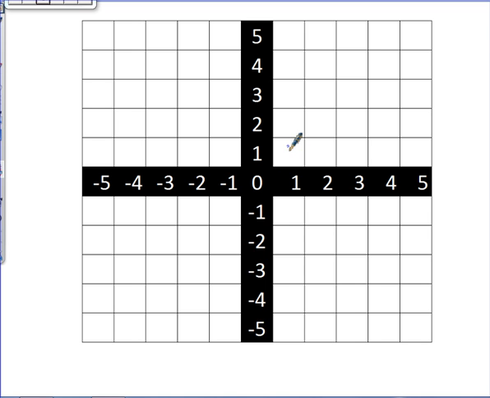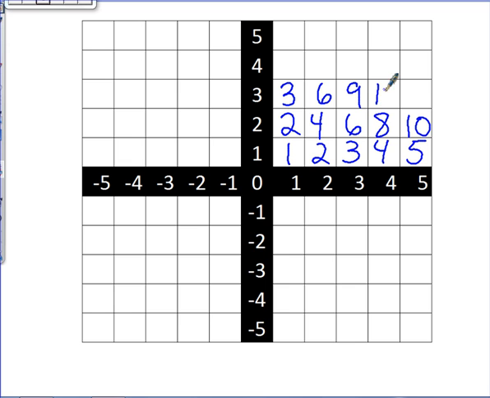1 times 1 is 1. 2 times 1, 2. 3 times 1, 3. 4 times 1, 4. And then 5 times 1 is 5. 1 times 2 is 2. 2 times 2 is 4. 3 times 2 is 6. 4 times 2 is 8. And 5 times 2 is 10. And we'll go on and fill in the rest of this multiplication chart.